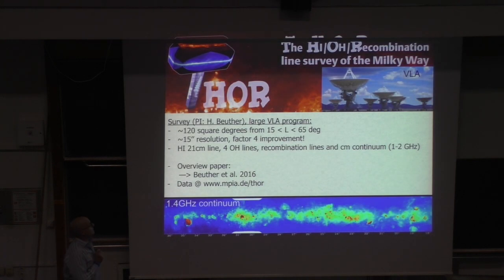THOR is a very large program at the VLA. THOR is an HI, OH, and recombination line survey of the inner Milky Way. These three words already say it: HI, atomic gas; OH, molecular gas; recombination lines, ionized gas. So in one survey we are covering the different phases of the ISM, from ionized to molecular to atomic. It covers around 120 square degrees on the sky, between 15 and 65 degrees, at around 15 arcsecond resolution. That's about a factor of 4 improvement.